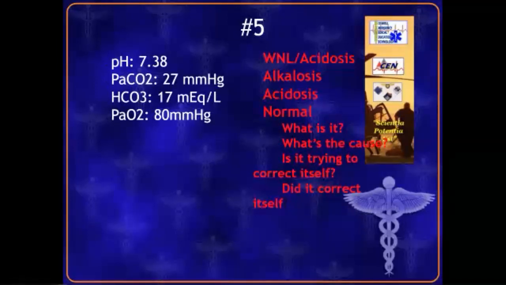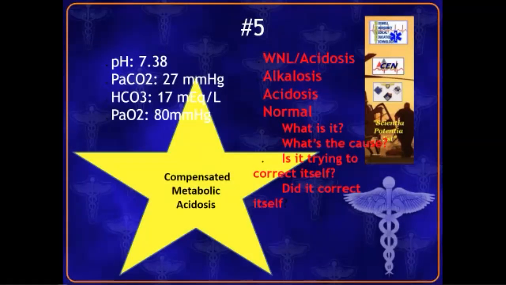So for number 5 here, our full answer is a compensated metabolic acidosis. One of our examples, this patient was like our DKA patient, okay? That's a metabolic acidosis. So if this person was acidotic from DKA, their bicarb is being driven down, that's the acidosis. What's the body doing to compensate?